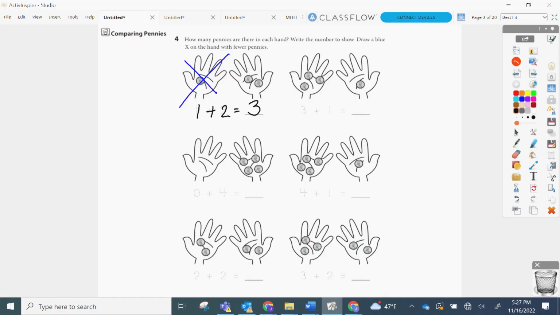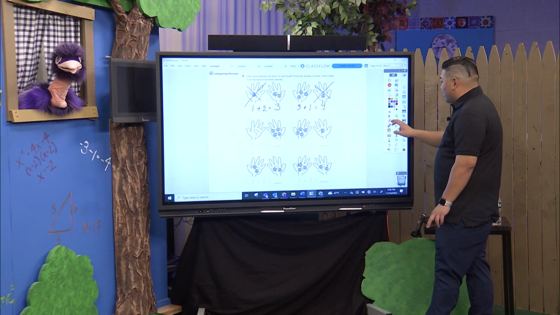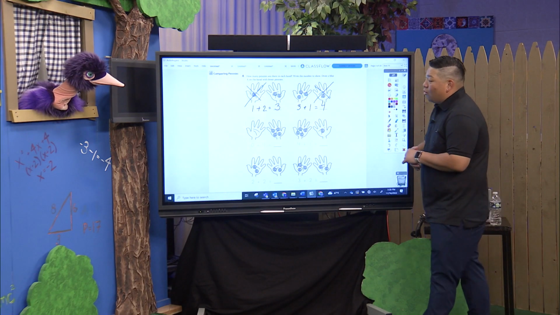Okay, can I do the next one? Now it's your turn. Okay, I see 3, plus 1 on the other one. So 3 plus 1 equals 4. And let's see, the blue X goes on the hand with 1 penny. One is less.